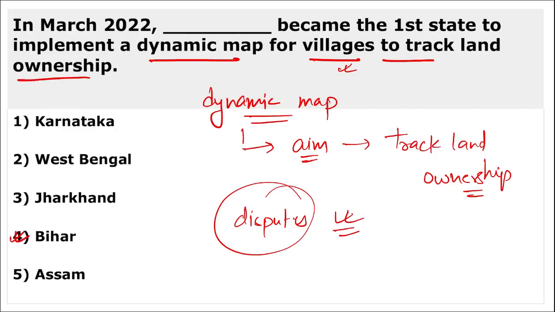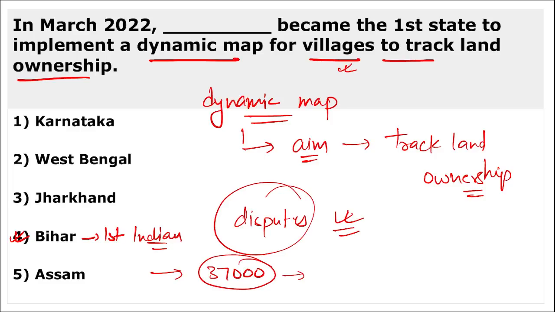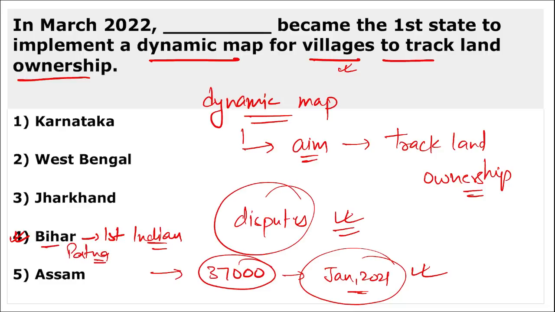And where was this implemented? It was implemented in Bihar. Bihar became the first Indian state to implement the dynamic map system. Apart from this, you can remember around 37,000 disputes of land ownership were registered since January 2021, and in order to resolve these, this step was taken by the Bihar government. What is the capital of Bihar? It is Patna. Who is the chief minister? Nitish Kumar. And who is the governor? Fagu Chauhan is the current governor of Bihar.